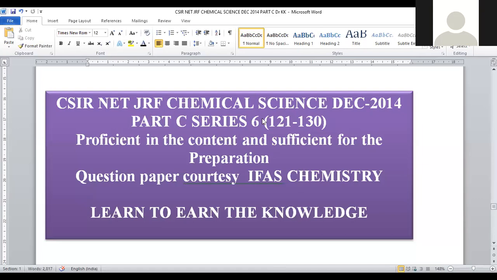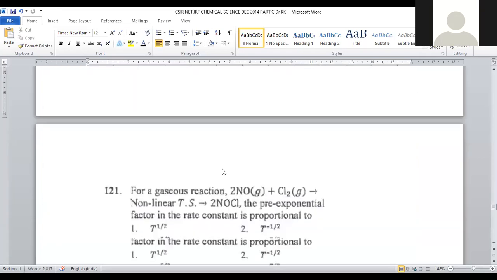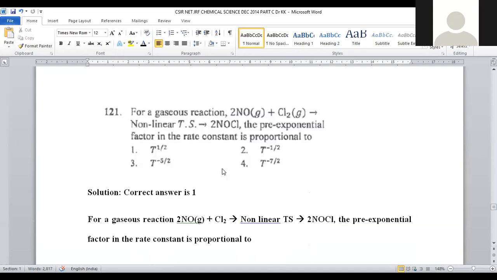CSIR NET JRF Chemical Science December 2014, Part C Series 6 consists of questions from 121 to 130. Let us start with question number 121. For a gaseous reaction, 2NO gaseous plus chlorine gaseous gives rise to a non-linear transition state, which in turn is converted into 2NOCl. The pre-exponential factor in the rate constant is proportional to what?